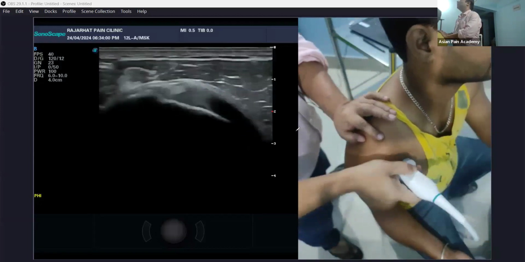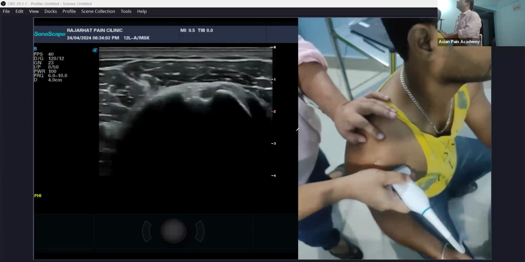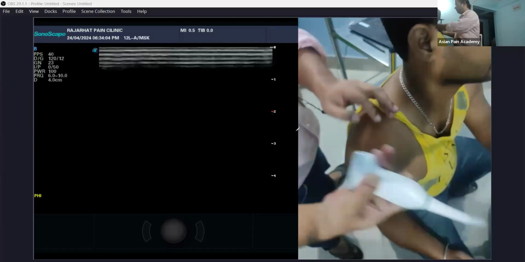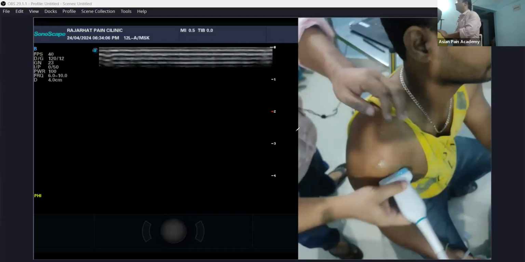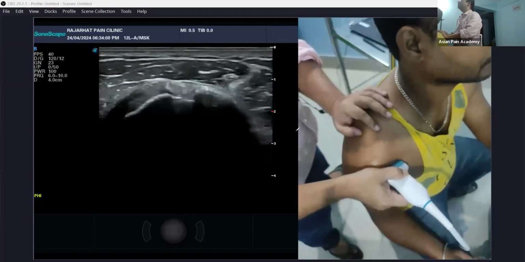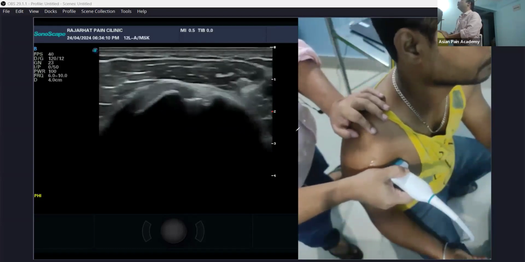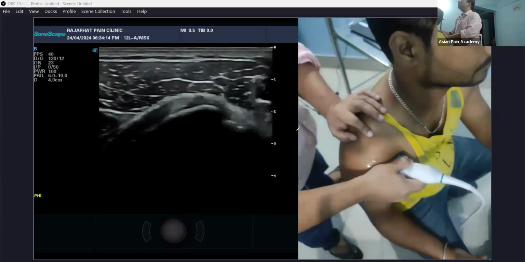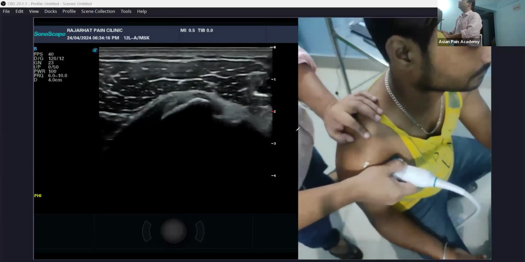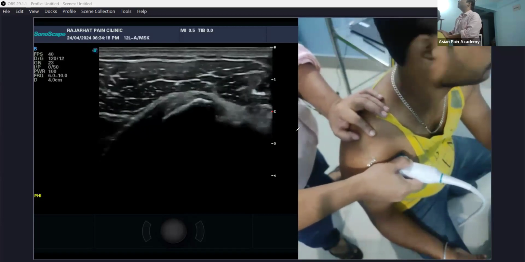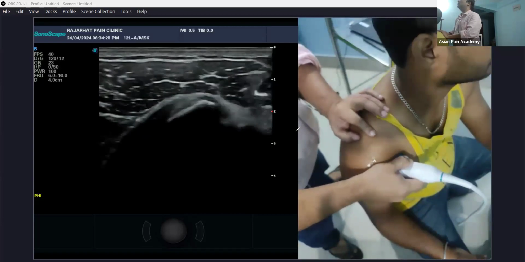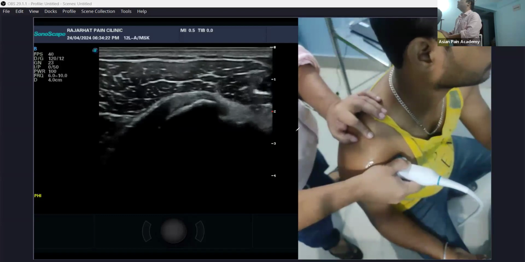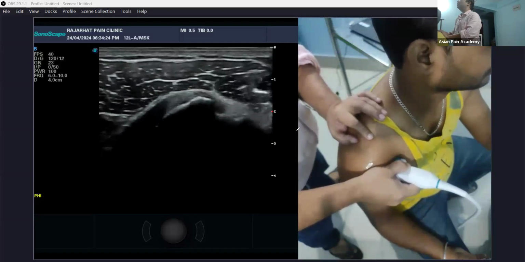So we start again from here. This is the bicipital groove area, and then I am going more medially. First, I have assessed the tendon. Here is the bird peak appearance, which is coming and joining at the lesser tuberosity. This much area I have already assessed.